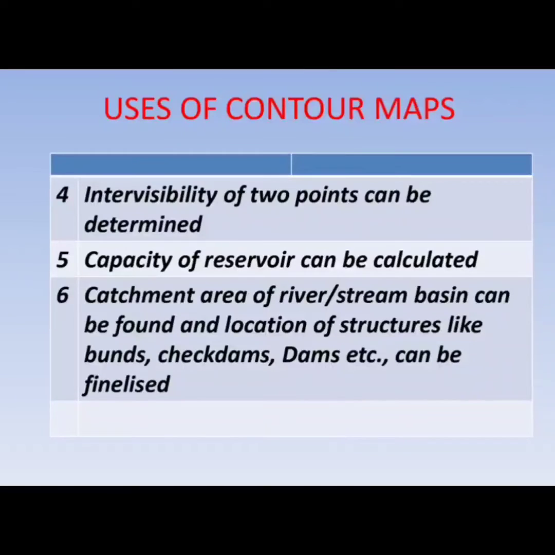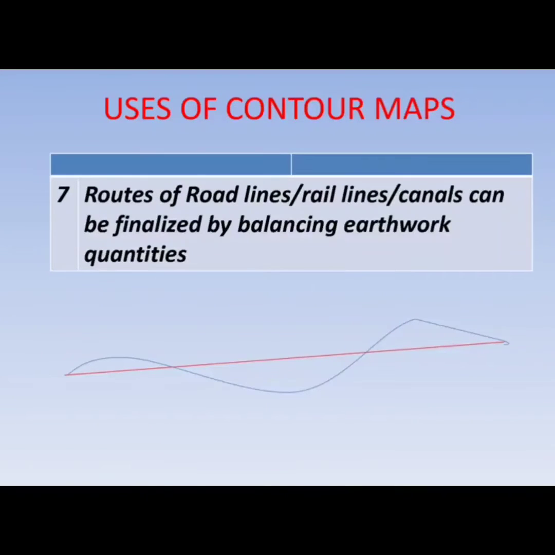Capacity of a reservoir can be calculated. Catchment area of a river or a stream basin can be found, and location of structures like bunds, check dams, etc. can be finalized. Routes of road lines, rail lines, canal lines can be finalized by balancing earthwork quantities. At some places earthwork will be in cutting, and some places in filling.